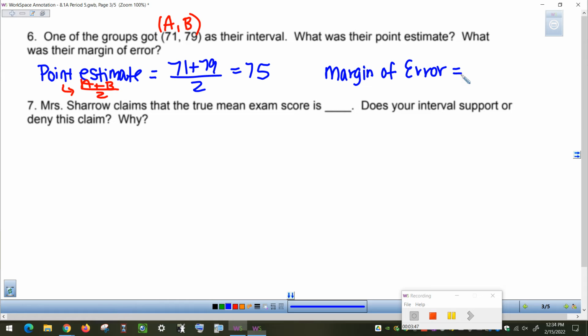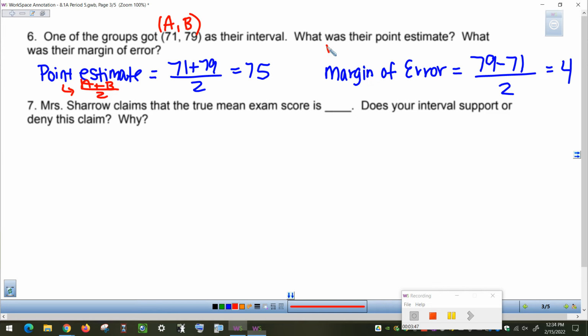Another thing that we can do with the two numbers, what I like to do is think about finding the width of the interval. So what is the total distance from start to finish? So I'm going to do the higher value, 79, subtract the lower value of 71. So that's telling us that the width overall is 8. And then we're going to divide that by 2, just since we have that margin of error happening in both directions. And that's still going to get us to the same answer of 4.